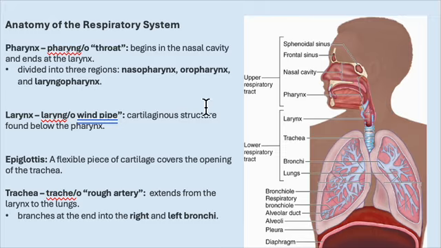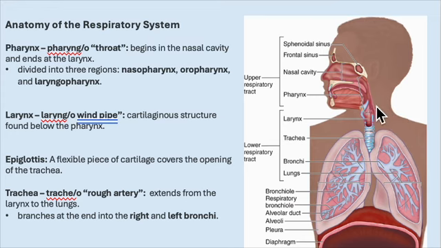The larynx, represented by the combining form laryngo, we've seen laryngitis before, for example, is a cartilaginous structure that is found below the pharynx. This is where your voice box is located, and the voice box contains vocal folds, which control speech. So the larynx helps to regulate airflow and also is where the vocal cords are found to regulate and control speech. Over here, we can also see the epiglottis.